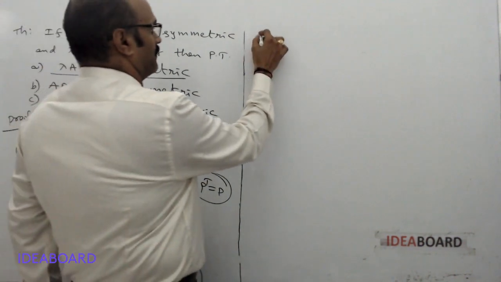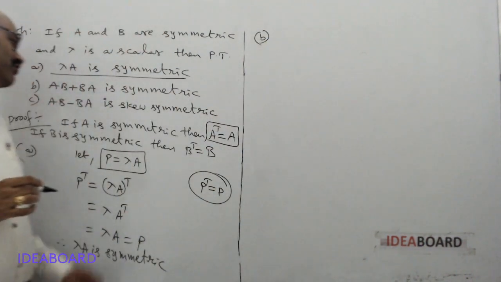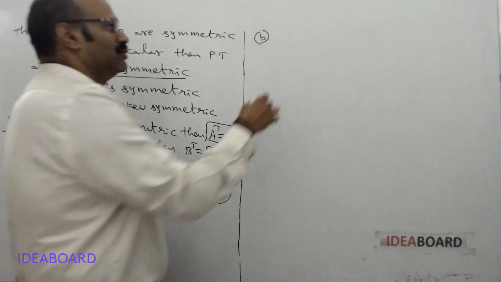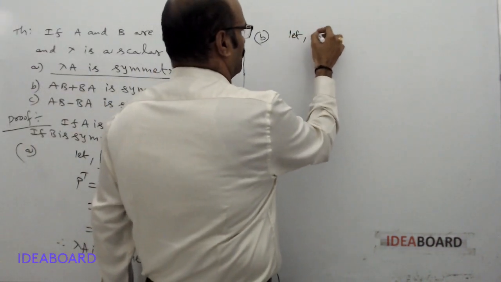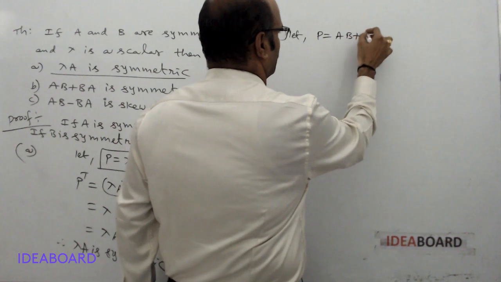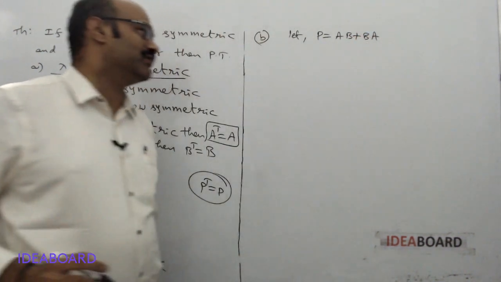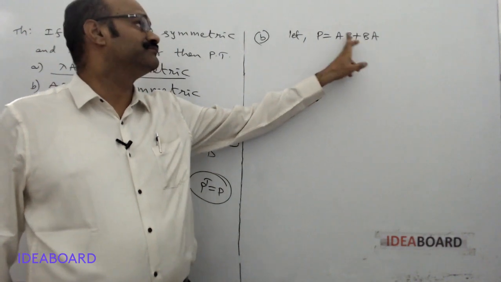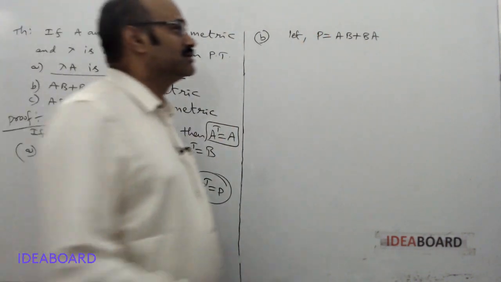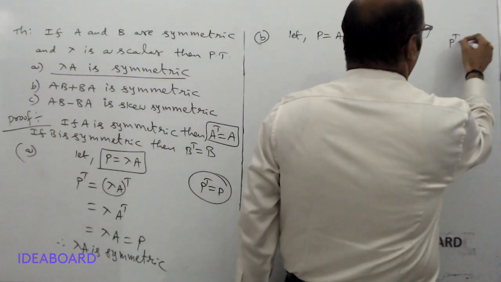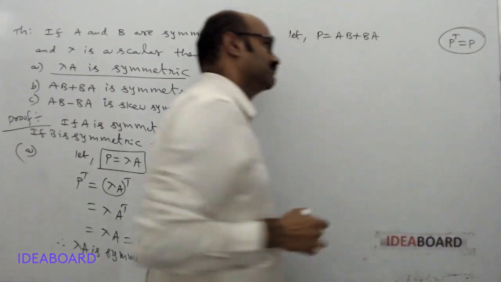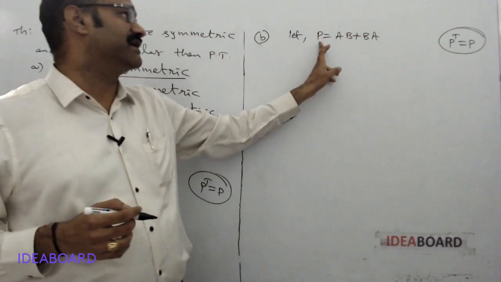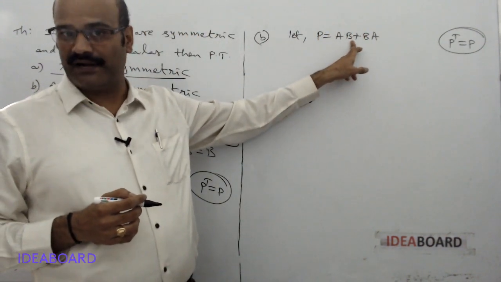Second one, B. We have to prove that AB plus BA is symmetric. Let P equal to AB plus BA. To prove that it is a symmetric matrix, we have to take P transpose. So we have to prove that here P transpose equal to P. If P transpose equal to P, then we say that it is a symmetric matrix.